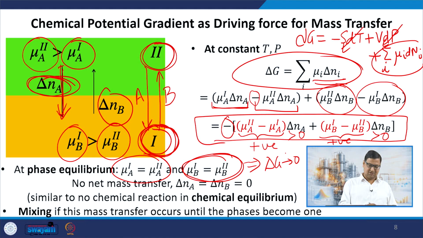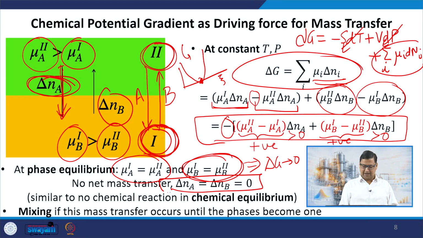You may recall the diagram which I have given earlier, something like a minimum of G with respect to the extent of reaction for the chemical equilibrium, something very similar to that. Now, we have reached this minimum point, and at this minimum point there is no net mass transfer, delta Na and delta Nb will go to 0. So, very similar to the notion of chemical equilibrium, we now have a phase equilibrium, right.